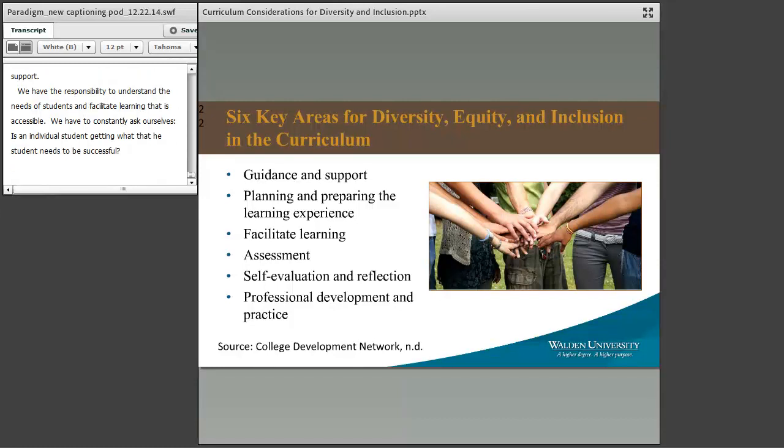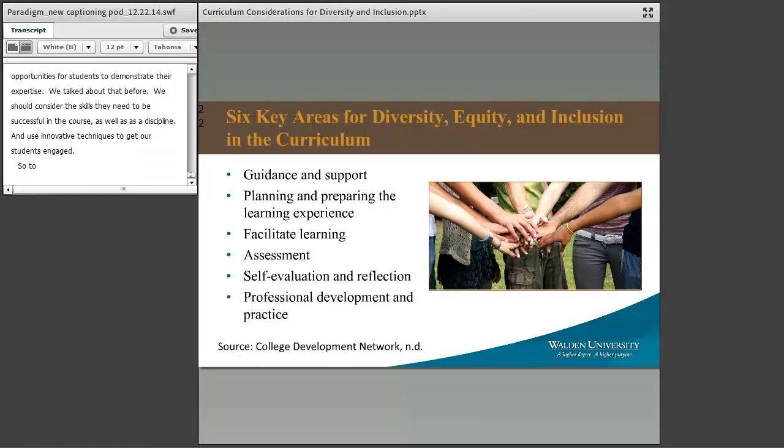The next thing that I think is a key area is planning and preparation around the learning experience. We have to consider what our learners' prior knowledge is and look for opportunities for students to demonstrate their expertise. We talked about that before. We should consider the skills they need to be successful in the course as well as the discipline, and use innovative techniques to get our students engaged.